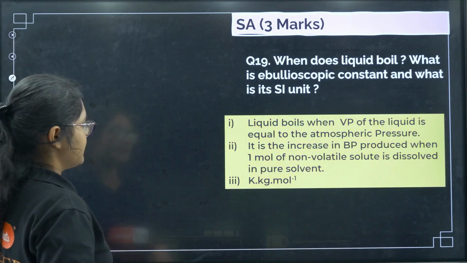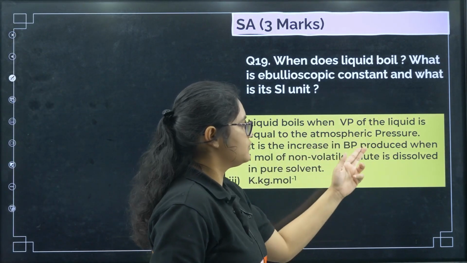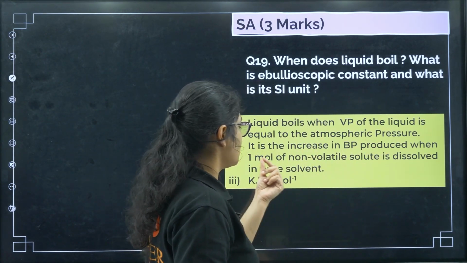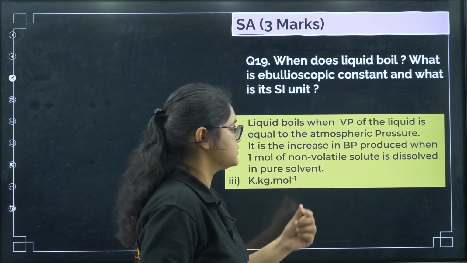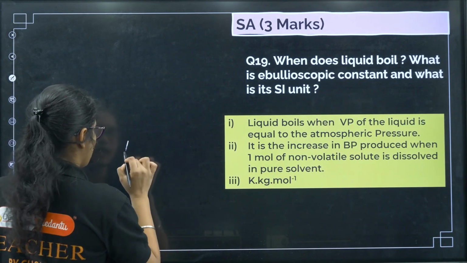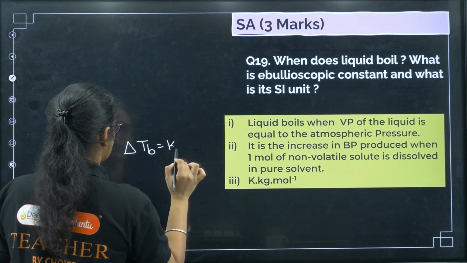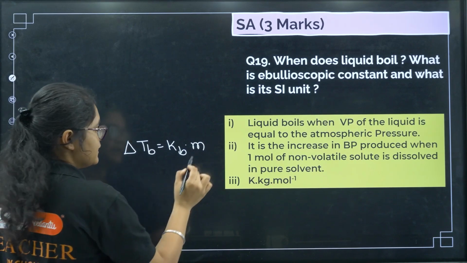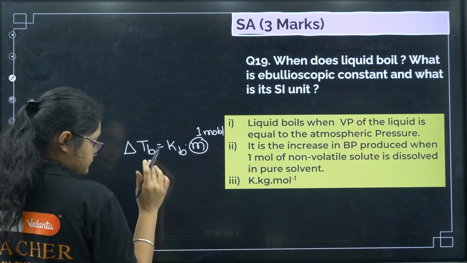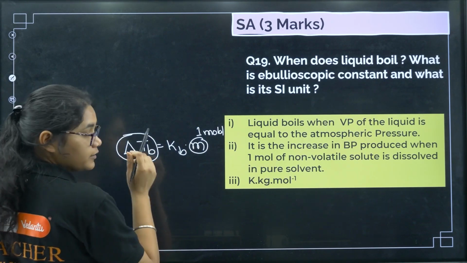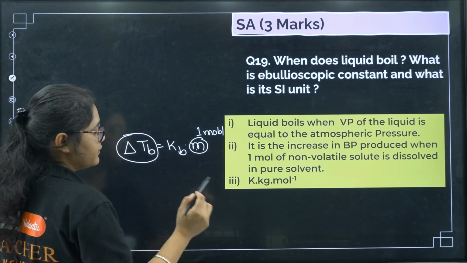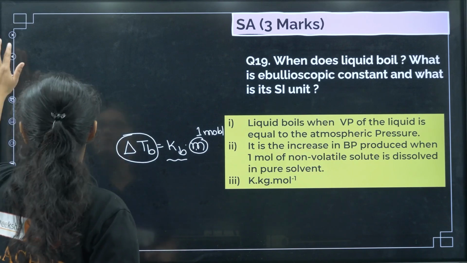So let's see quickly here. So liquid boils when the vapor pressure of the liquid is equal to the atmospheric pressure. It is the increase in the boiling point produced when 1 mole of a non-volatile solute is dissolved in a pure solvent. Okay. Then we have the SI unit is Kelvin kilogram mole inverse. So if you see, we have delta Tb is equal to Kb into m, right? If this is 1 molal, okay. So the increase in the boiling point or the rise in the boiling point, okay, when 1 mole of a solute is dissolved in 1 kg of the solvent, that is your ebullioscopic constant. Okay.